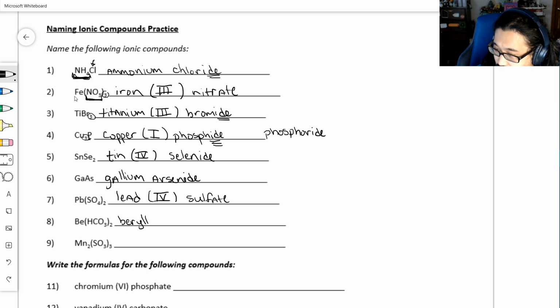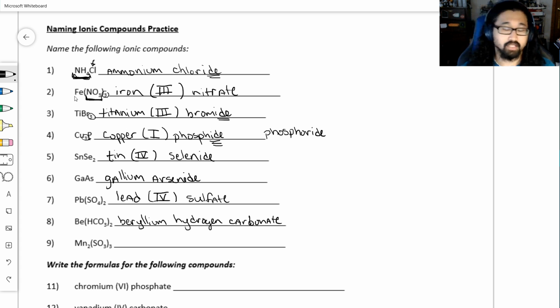This one is beryllium hydrogen carbonate, because beryllium only has 1 possible charge. I do not need to worry about the parentheses.